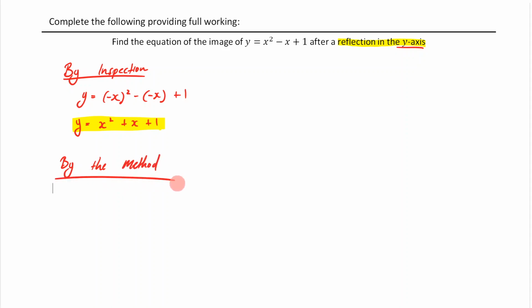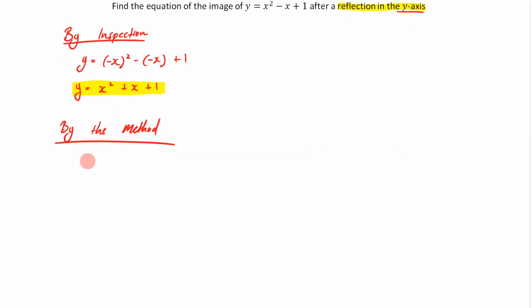So by the method takes a bit longer. We're starting with a point. We're going to the new point. I know that because I'm reflecting in the y-axis, that means it is my x value that is going to change. That means that x dash equals negative x. That means y dash equals y. I now am going to solve for, that should say negative x. And now I'm going to solve for x and y.